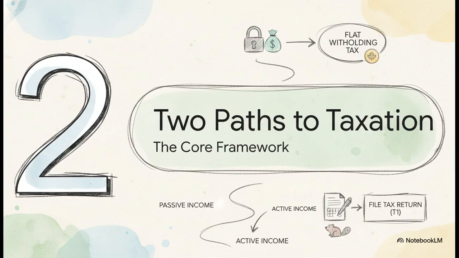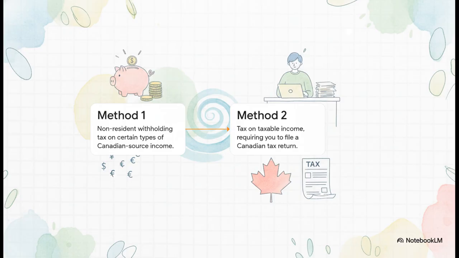Okay, so let's say we've done our analysis and we've determined our client is in fact a non-resident. Now what? How does Canada actually tax the money they earn here? This brings us to the core framework of today's entire lesson. Canada uses what's called a dual-track system. I want you to picture a fork in the road. Depending on the type of income a non-resident earns from Canada, they're going to be sent down one of these two paths. Path number 1, Method 1, a very simple final withholding tax. Path number 2, Method 2, is the process we're all more familiar with: filing an actual tax return.